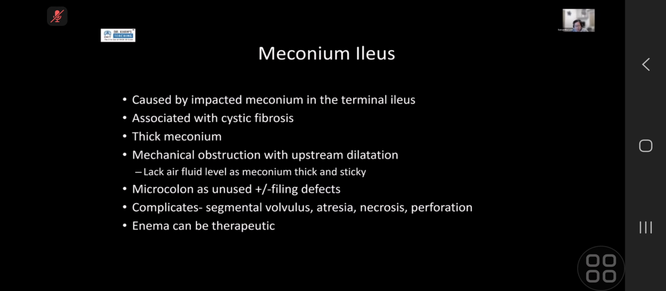So about 20% of patients with cystic fibrosis can present with meconium ileus at birth. As I said earlier, you get a full microcolon, so the whole colon is small, with multiple filling defects in the terminal ileum. Of course, there are some complications to that. You can get segmental volvulus, atresias, and necrosis. But the other thing you think of is often perforation, because if you've got a hold up of meconium, you can perforate. That can happen either antenatally or sometimes when you're doing the contrast enema as well.